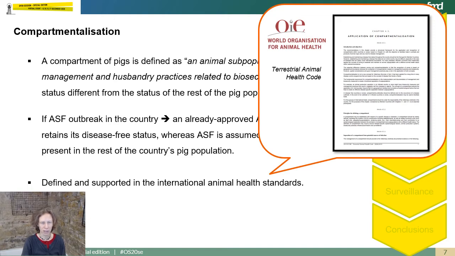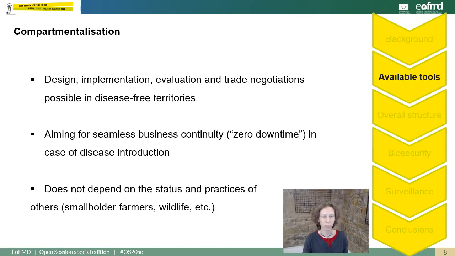The compartmentalization concept has been introduced officially in the early 2000s by the OIE and is supported by international animal health standards. For more details, there are two relevant chapters in the Terrestrial Animal Health Code. The aspect of compartmentalization that interests us most in the context of business continuity is the possibility to implement and obtain agreement for an ASF-free compartment in a disease-free territory.